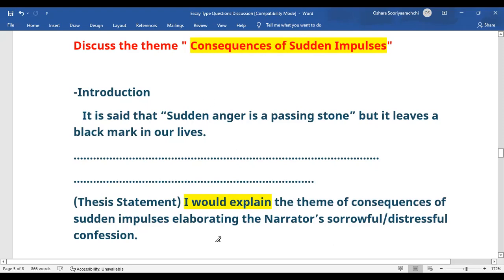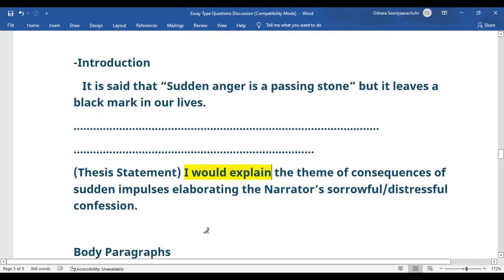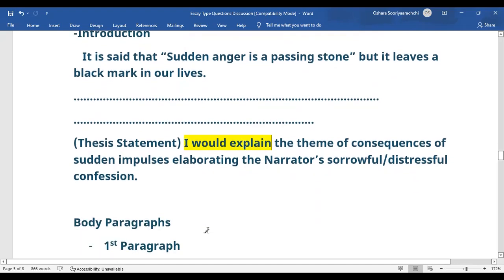So this is just the introductory paragraph. Don't write very lengthy introductory paragraphs. Shorten it to a maximum of 7 lines.